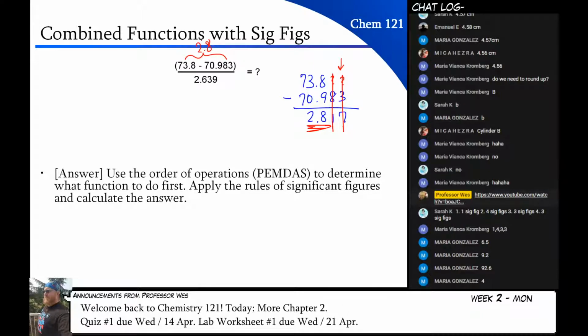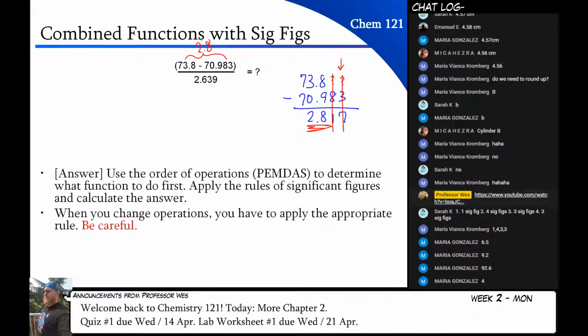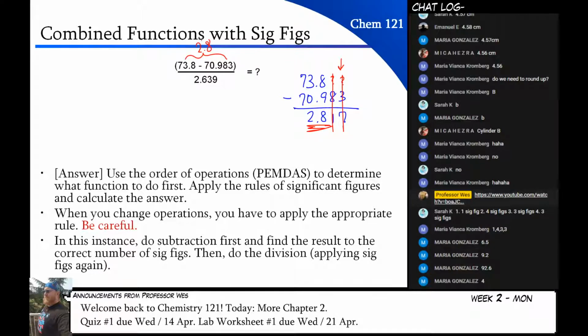Now that I've done the parentheses, I can then do the division. And we'll do that. So now I have 2.8 divided by 2.639, which I'll then round to 2 sig figs because this is division. This is the smaller, so my result will have 2 sig figs. And I get 1.1 as the answer.